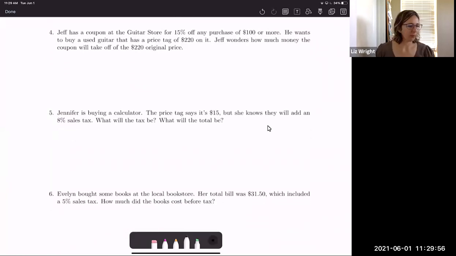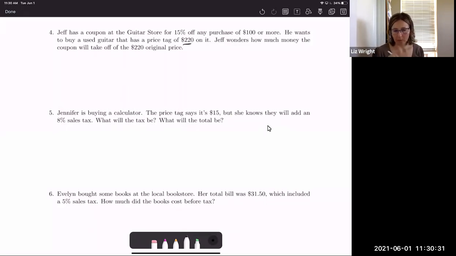Okay, so number 4. Number 4 says Jeff has a coupon at the guitar store for 15% off any purchase of $100 or more. He wants to buy a used guitar that has a price tag of $220 on it. Jeff wonders how much money will the coupon take off of the $220 original price? So what's the question? What are we trying to figure out? And you should pause the video and try to think about this.